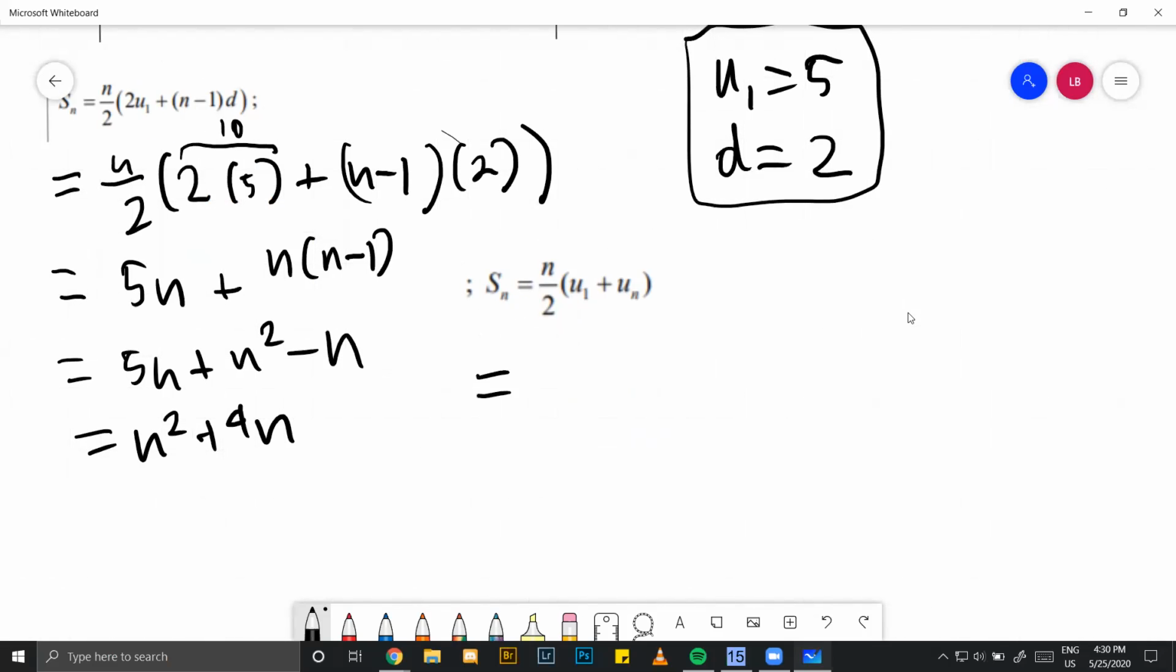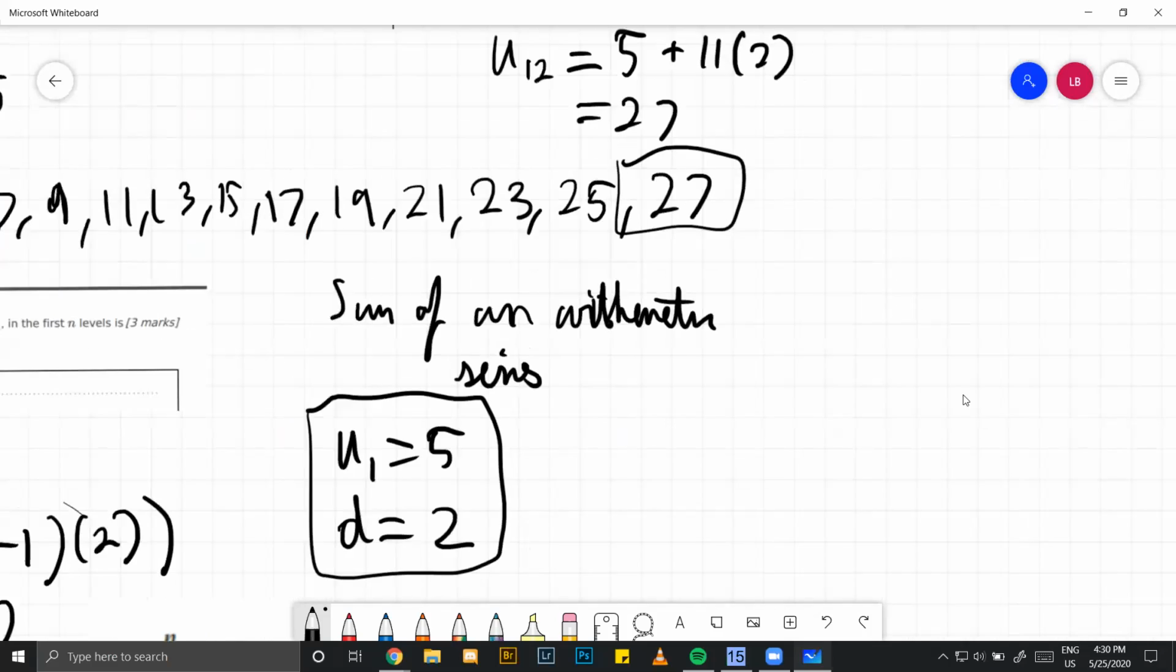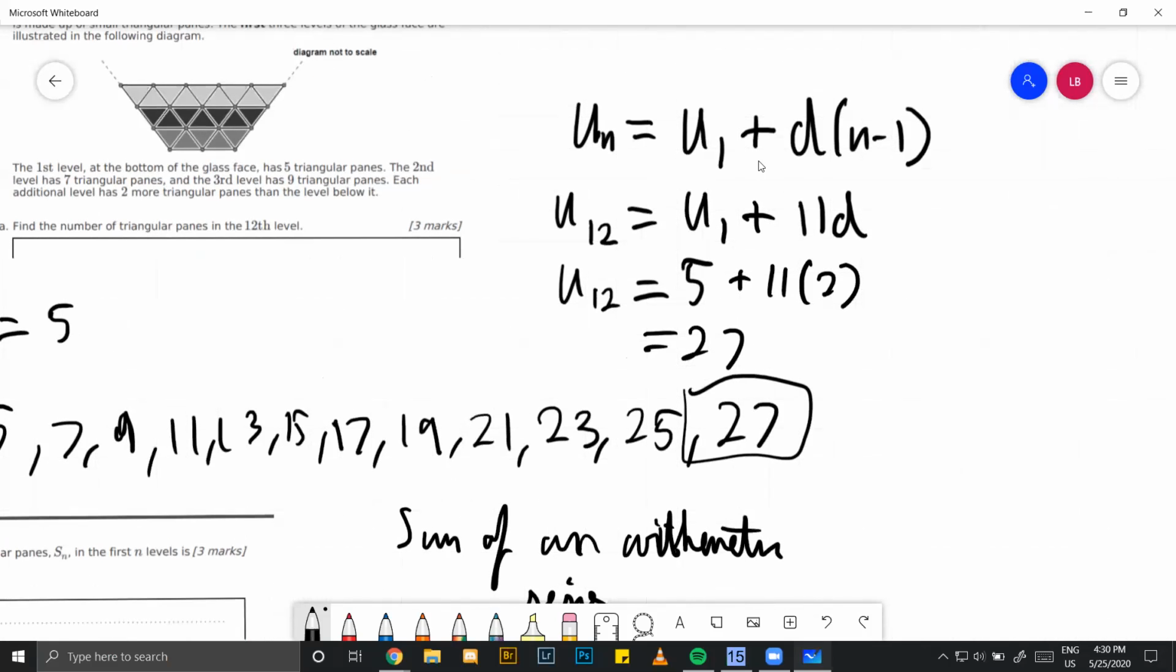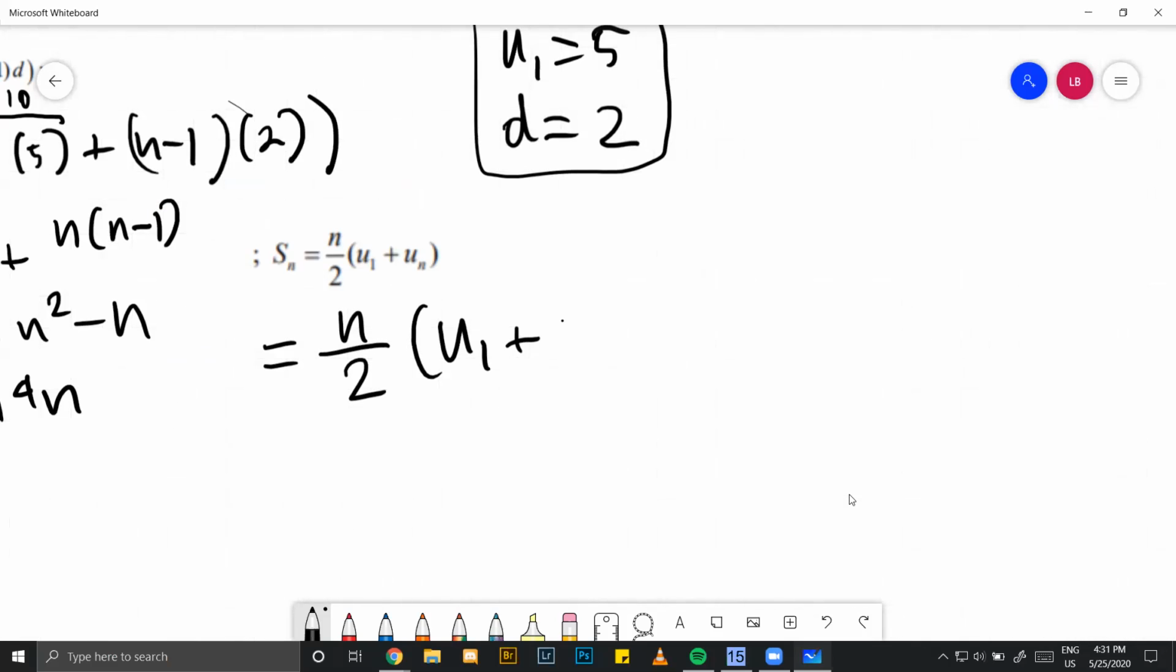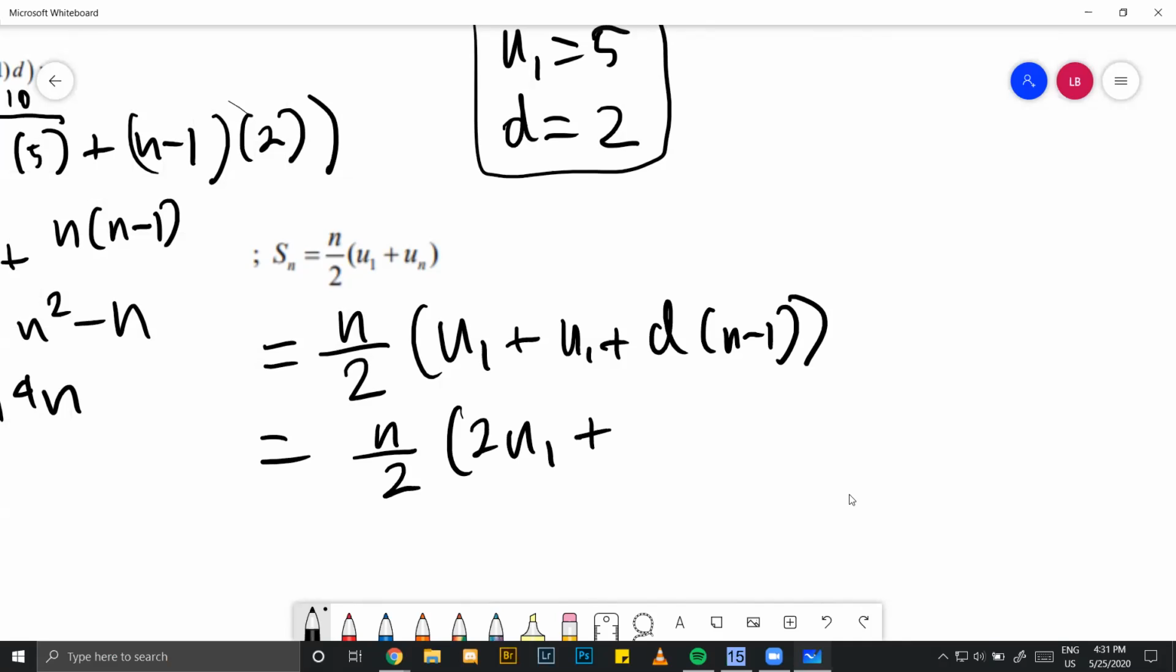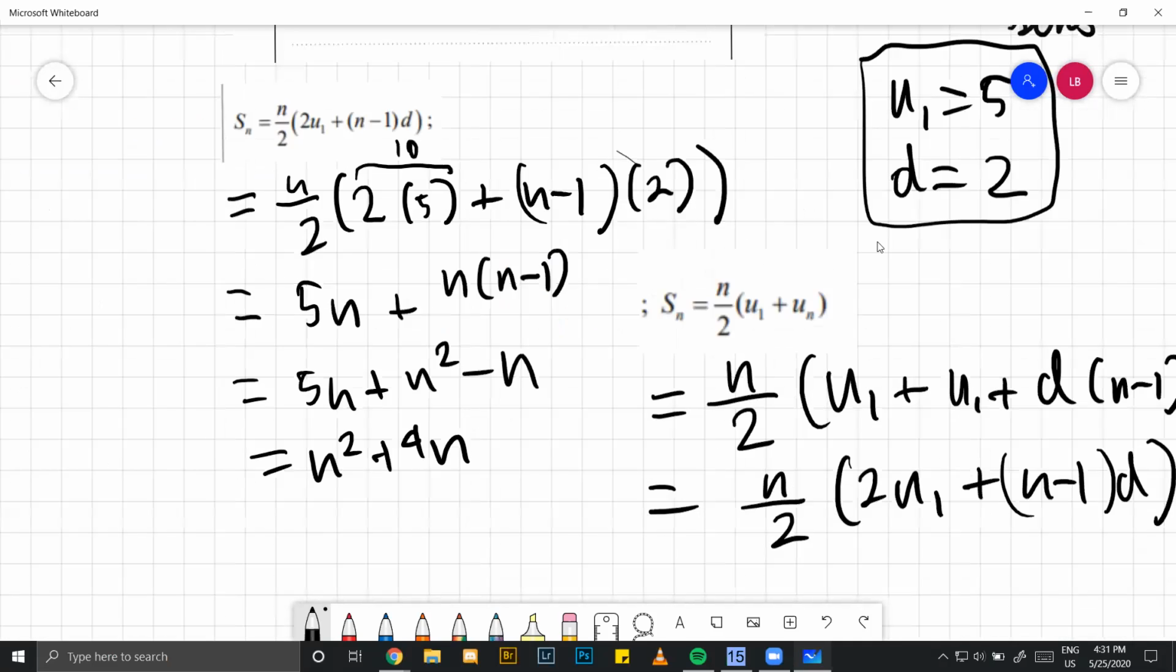So if I use this equation, it's going to give n over 2, and I'm going to get u1 plus un. I'm going to rewrite. So we already know that un over here is u1 plus d times n minus 1. So I'm going to rewrite that as u1 plus d times n minus 1, just to rewrite it, right? And then I can simplify because there's two u1s over here. I can make it n over 2 is equal to 2u1 plus n minus 1 times d. And note, that's the exact same formula as the one over here.